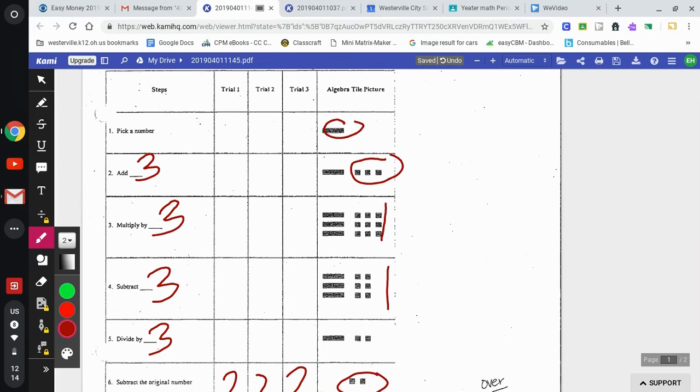So if you want to go ahead and use my number, that's fine. If you want to do 3 of your own, go ahead. I'll just pick 7. If I add 3 to 7, I get 10.